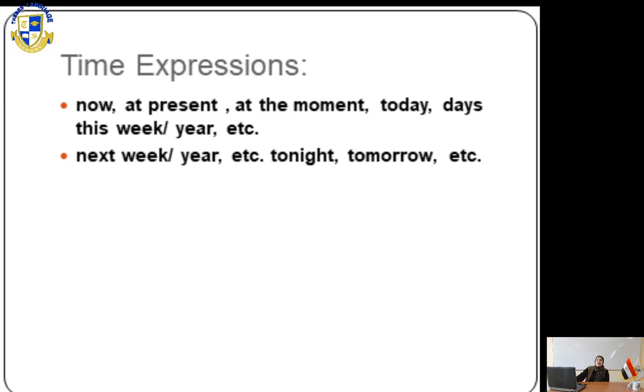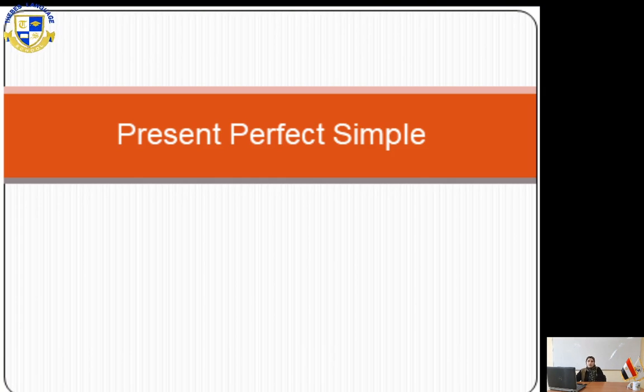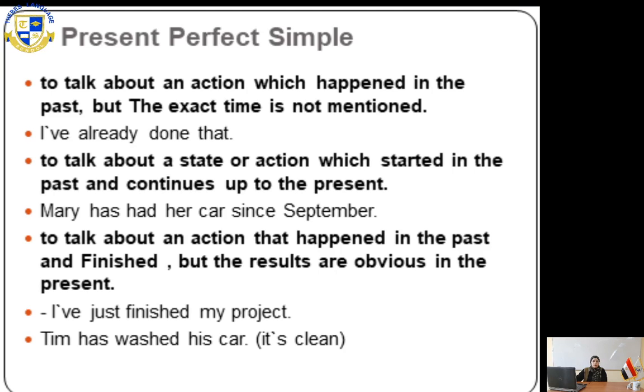New slide. Now we are taking the present perfect simple. Present perfect simple is formed by using have or has plus PP. PP is the third form of the verb, like go, went, gone. We use the present perfect simple to talk about an action which happened in the past, but the exact time is not mentioned. So something happened, we don't know when it has happened, we use the present perfect simple.